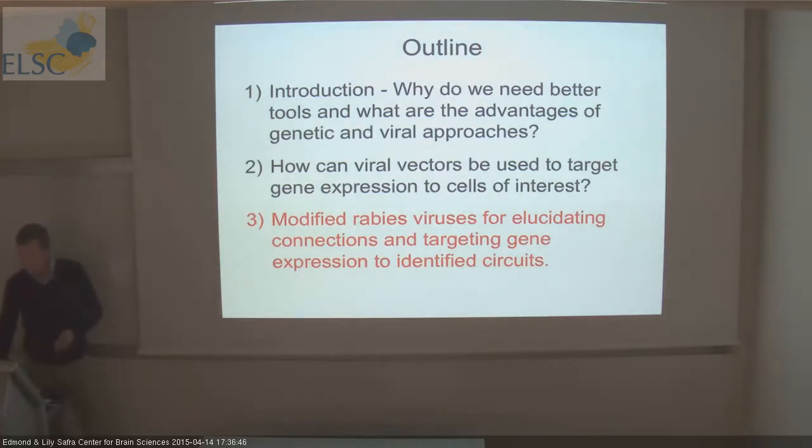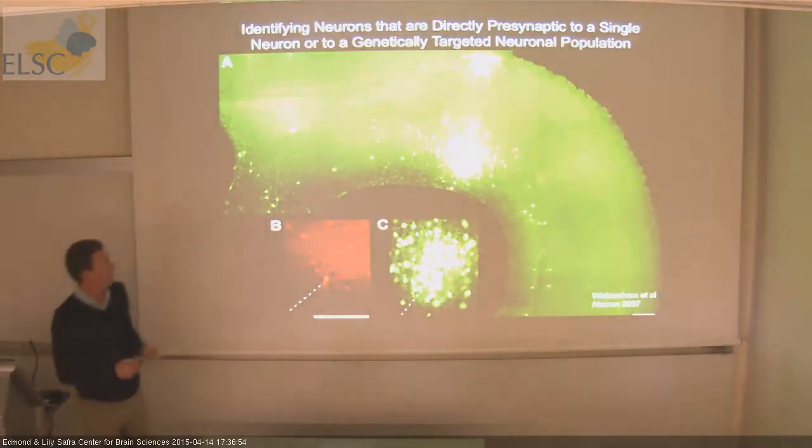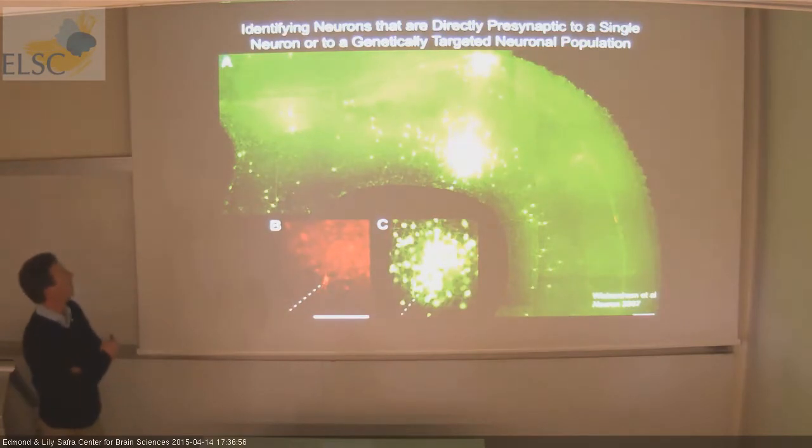Then in the last part of the talk, I'm going to tell you about our rabies virus tracing method that we've developed. And also, if we have a little time at the end, a newer method related to this. So this is a slide from our first proof of principle paper, where what you're seeing is a photograph of a cultured brain slice. This is all in vitro in this first manuscript, where all the neurons that are green are expressing green fluorescent protein from a rabies virus that has green fluorescent protein in its genome. So these all were infected with rabies virus.